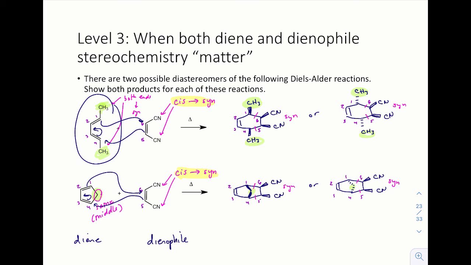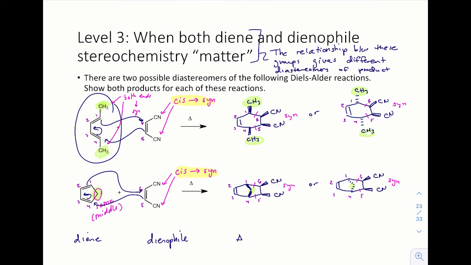Now, what is different about the products that I drew? What is different between this product and this product? Yeah, it's the relationship between the groups on the diene and the groups on the dienophile. And in fact, we see that two diastereomers are possible for each of these reactions, depending on the relationships between the groups on the diene with the groups on the dienophile.